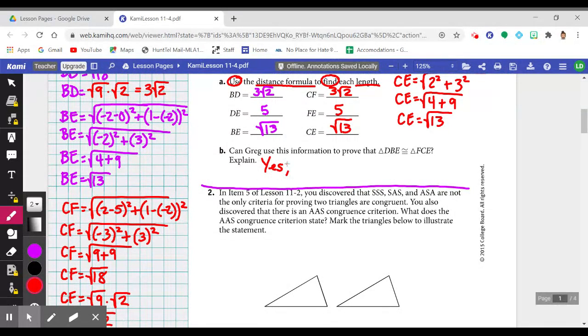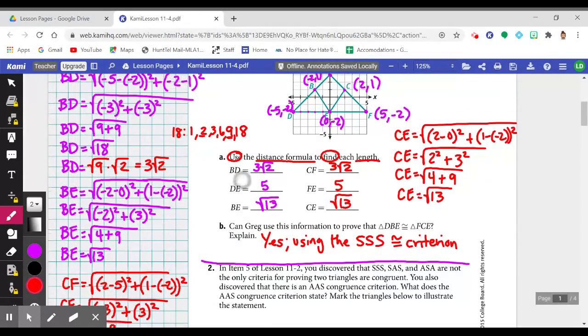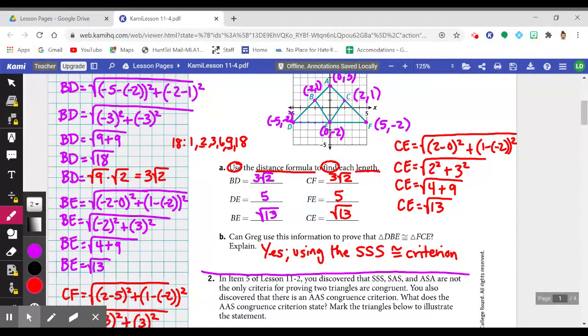Yes. Using the side congruence criterion. Because 3 sides in one triangle are congruent to corresponding sides in another triangle. And that is enough to prove that these 2 triangles, triangle DBE and triangle FCE, are in fact congruent. So we can use the distance formula. We can actually find the length of these sides to show and prove that the 2 triangles are congruent.